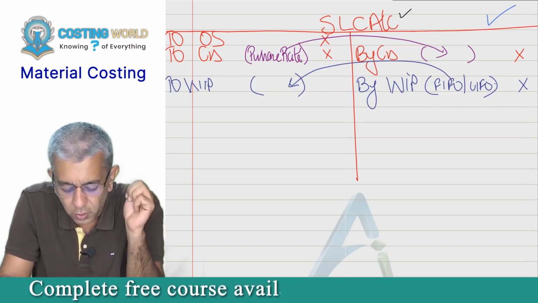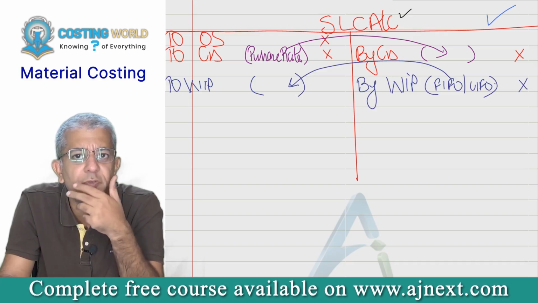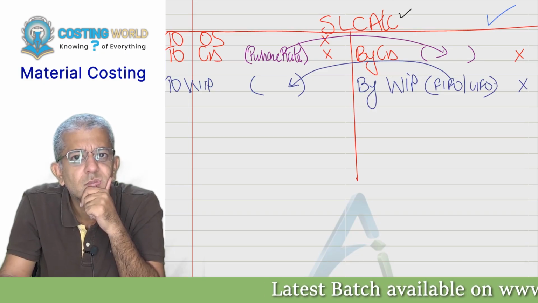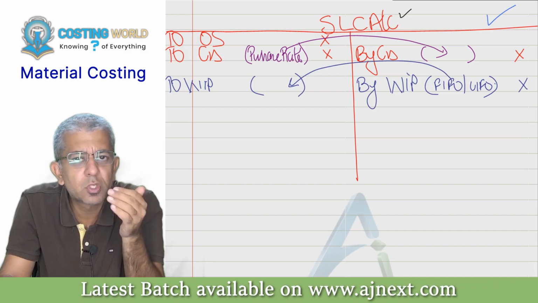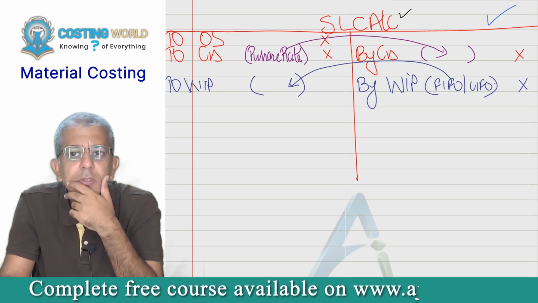You tell me, stock shortage or stock surplus is the difference between which two figures? Book value and physical. The book stock as well as your physical stock. The bin cards thing is of no use.